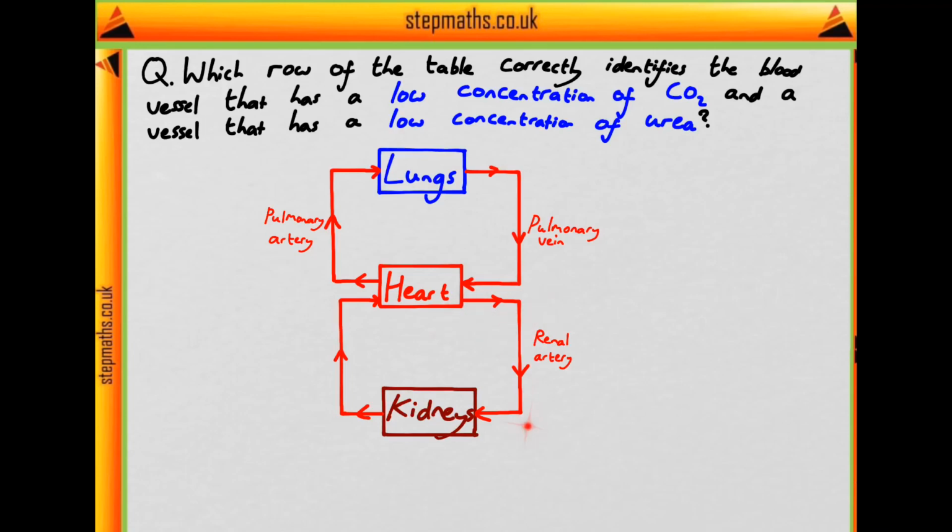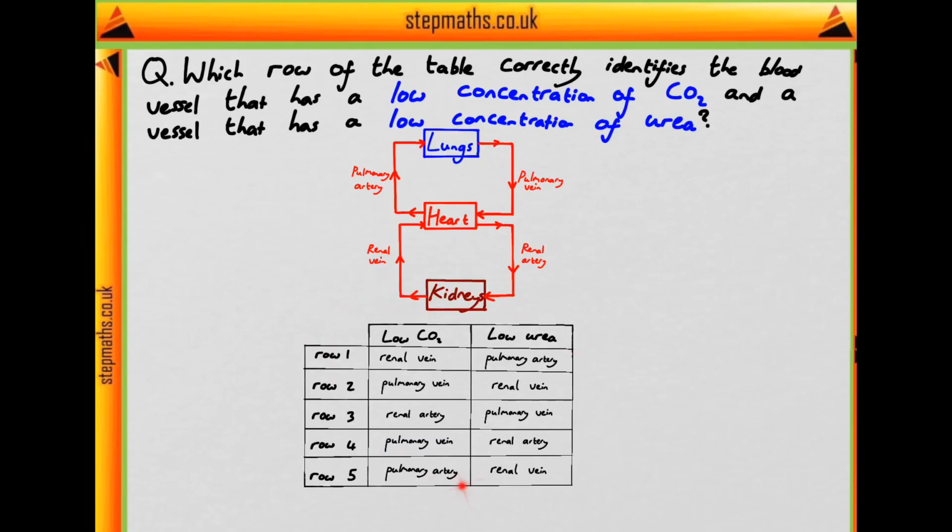And this blood in the renal artery has a high urea content, as it has not yet been filtered by the kidneys. Finally, we have the renal vein, which carries blood from the kidneys back to the heart. Now, what do you think the urea content of the blood in the renal vein might be if this blood has just passed through the kidneys? The urea content will be low in the renal vein, as the kidneys have just filtered out the urea from the blood. So now let's have a look at our table.